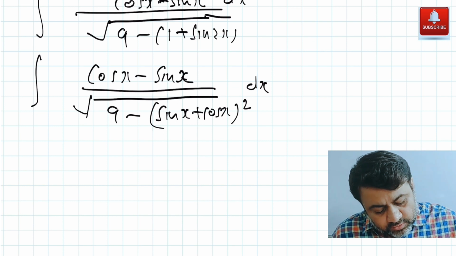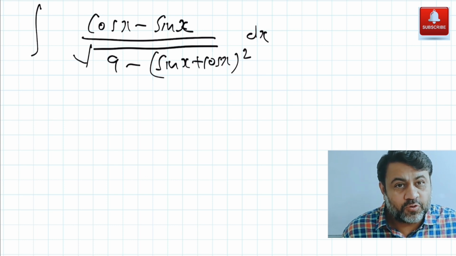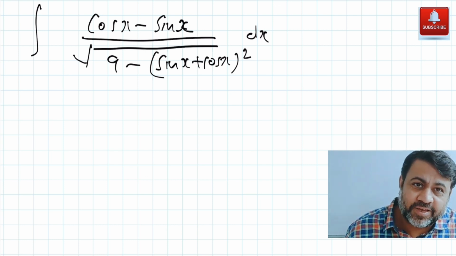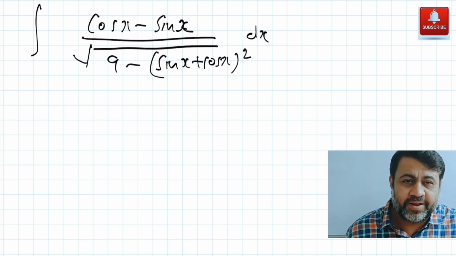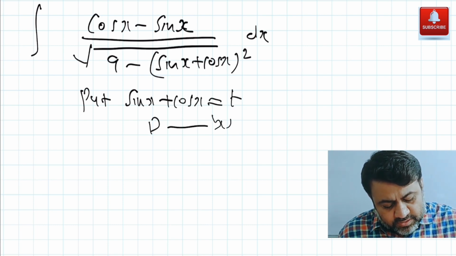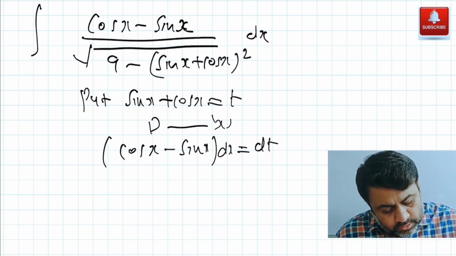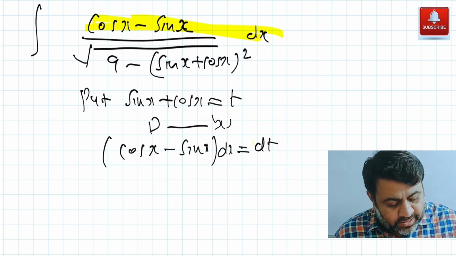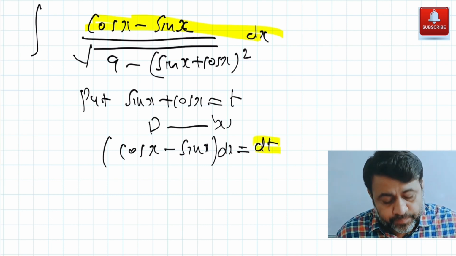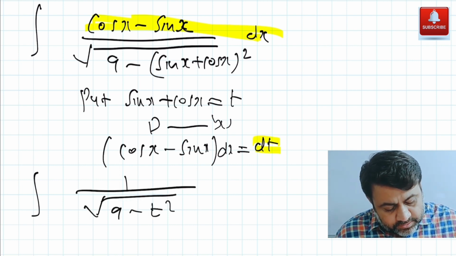Now if you just focus on this question, that cos x minus sin x by under root 9 minus sin x plus cos x the whole square, अब जाके हमको substitution clearly समझ में आ रहा है कि what needs to be taken as t. So I say put sin x plus cos x as t, and if I differentiate with respect to x, derivative of sin x is cos x, derivative of cos x is minus sin x, derivative of t is dt by dx. Dx I am taking on the other side, so we have got cos x minus sin x dx. I'll just replace it with dt. ठीक है, so what will happen here is we get 1 by under root 9 minus t square dt.